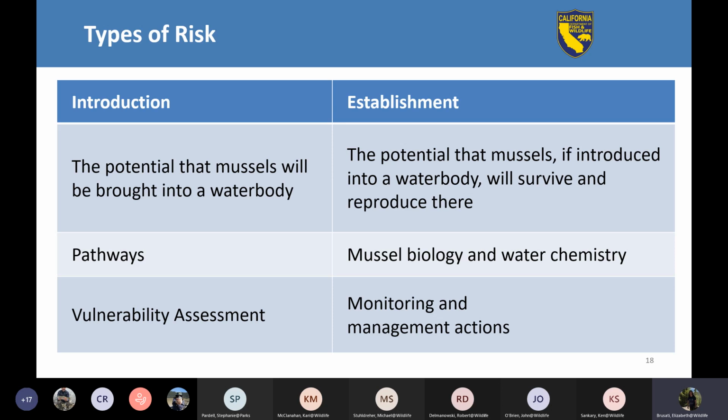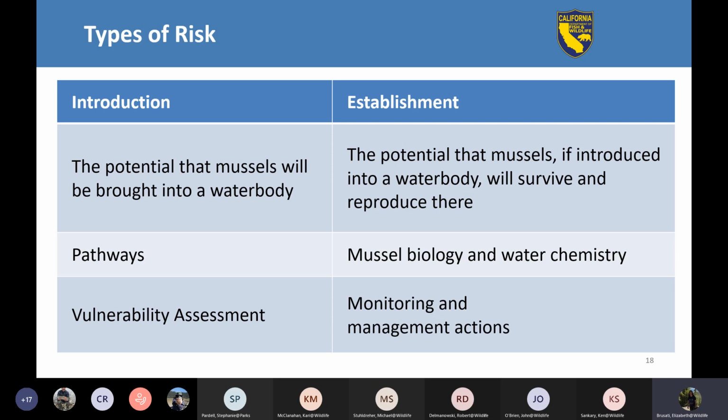So one of the elements in the prevention plan is to consider the vulnerability. And so we're thinking about two different types of risk here. There's the vulnerability to introduction and vulnerability to establishment. And so introduction refers to the probability that mussels will be brought into the waterway. And that depends on the pathways that could bring them in. And that goes into your vulnerability assessment. That's the required piece for the prevention plan.